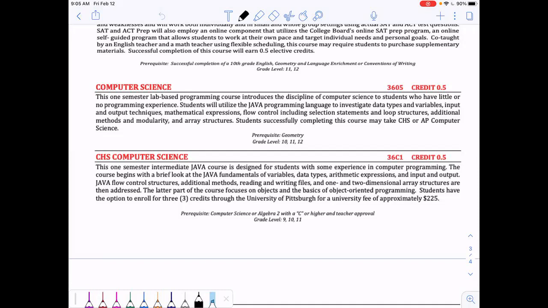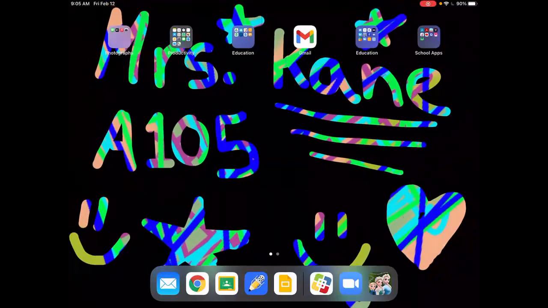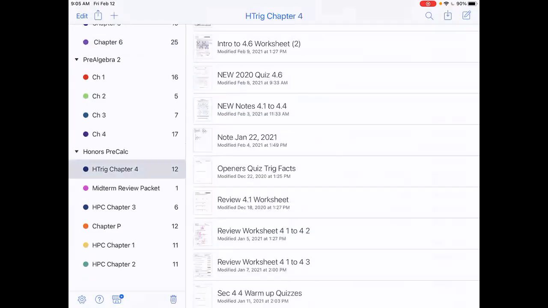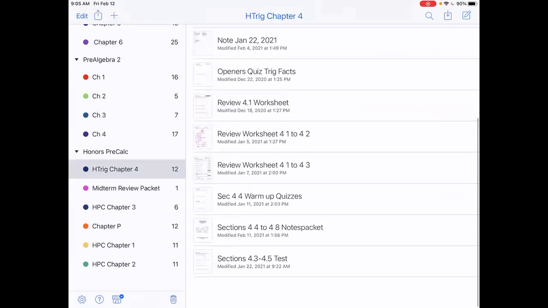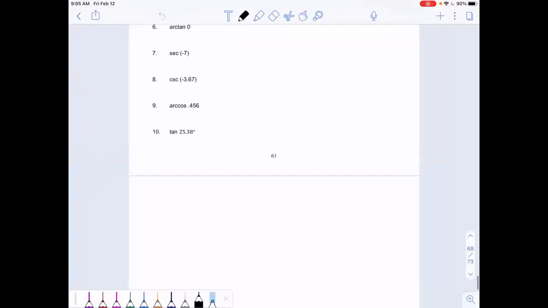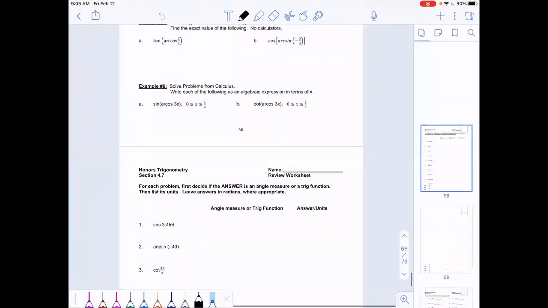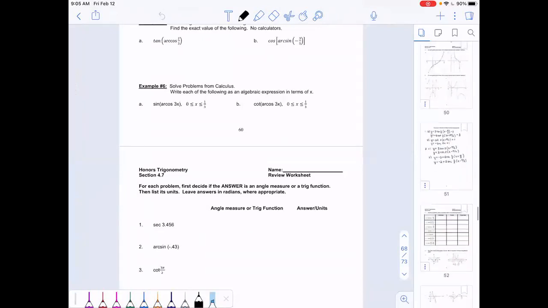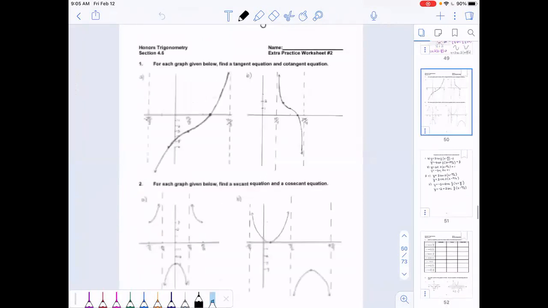I wanted to go into or look at your homework, and look at those two graphs for number 2, worksheet 2, number 2, parts A and B. Here they are.